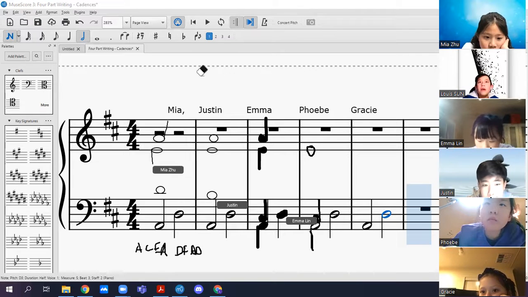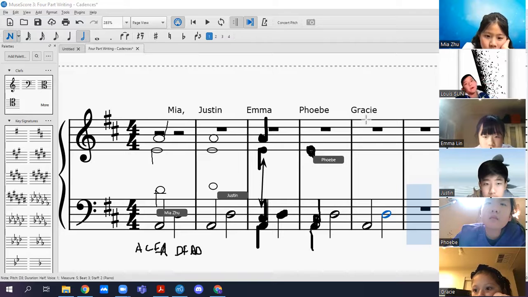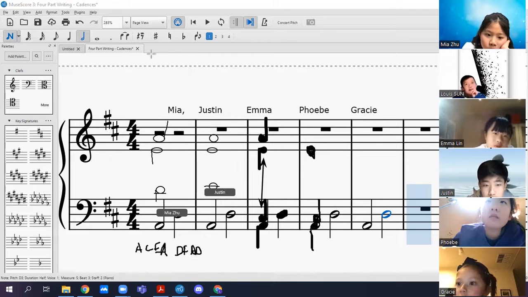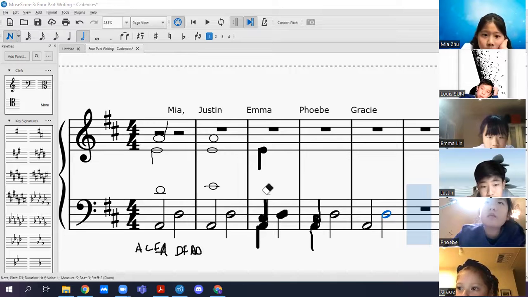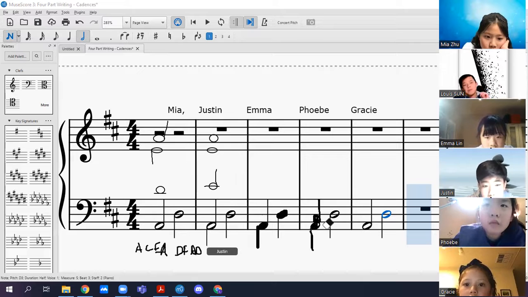So Emma, the tenor and the alto, it's too far apart. So remember, the basic 4-part writing rules still apply. The stem should be the right way, and you can't have more than an octave between voices.